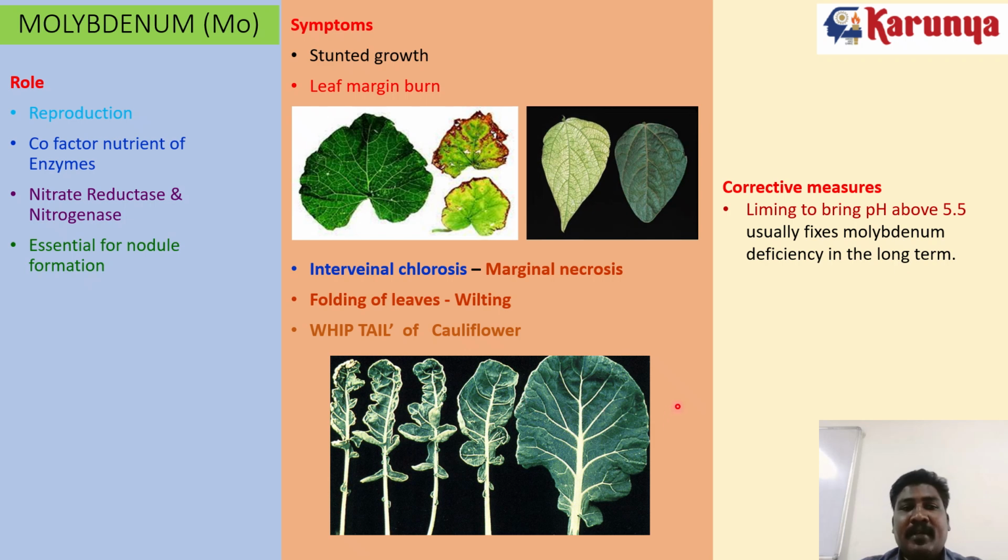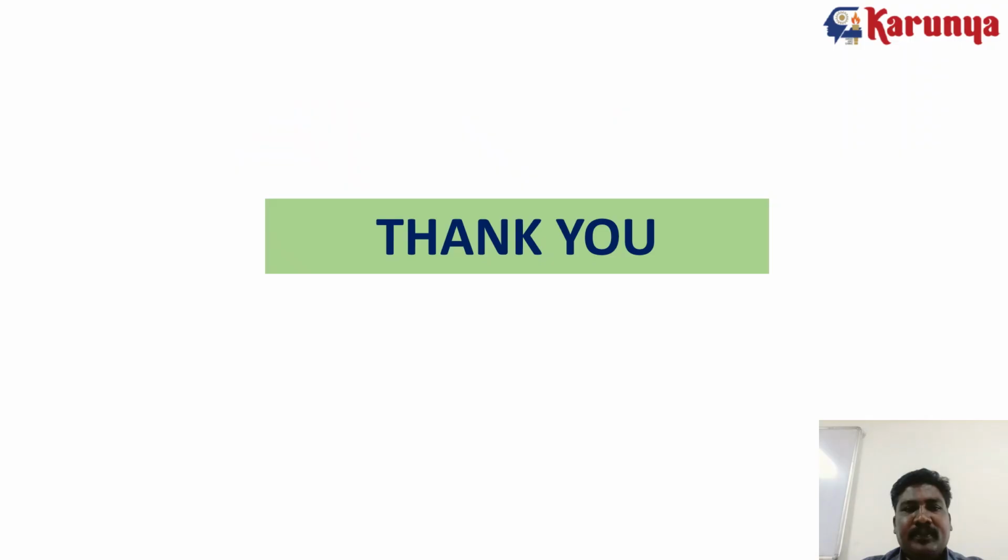The cauliflower leaves look very tail-like in nature, so it is called whiptail in cauliflower, the specific symptom of molybdenum. The corrective measure: liming to bring pH above 5.5, because molybdenum is the only nutrient which is available in alkaline condition, among the micronutrients. The other micronutrients are available in acid conditions, so you have to maintain the pH above 5.5 for better availability of nutrients. Thank you.